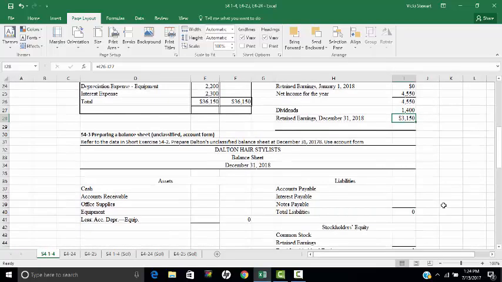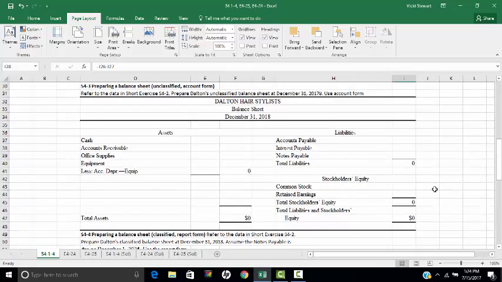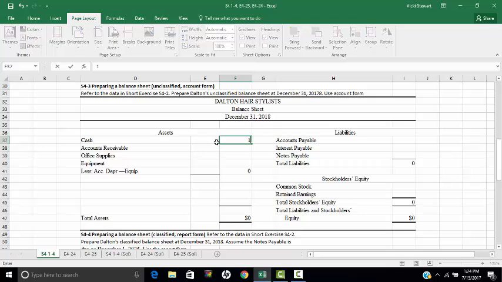We have to have that information before we can do the next part, which is exercise S43, and we're going to prepare a balance sheet in the unclassified account form. So in this situation for the balance sheet, we're going to list our assets on the left, our liabilities and our stockholders' equity will be on the right, and we're not going to categorize these assets or liabilities as short-term, current, or long-term. So we're just going to list, starting with our cash. Our first asset is going to be $1,300.